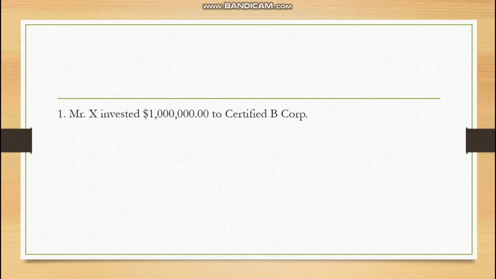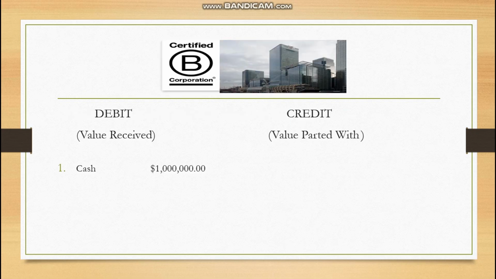We said that the owner, who is Mr. X, invested $1 million to the corporation. Because ABC Corporation is separate and distinct from its owners, the business should record its transaction separate and distinct from the owners. So, debit cash of $1 million and credit X capital of $1 million. By crediting X capital, this means that the business is recording in its books of accounts that X has right over Certified B Corporation's assets in the amount of $1 million.